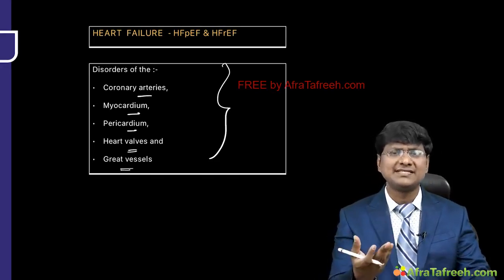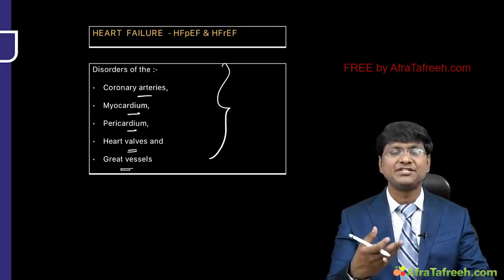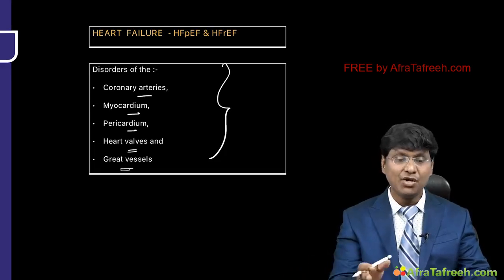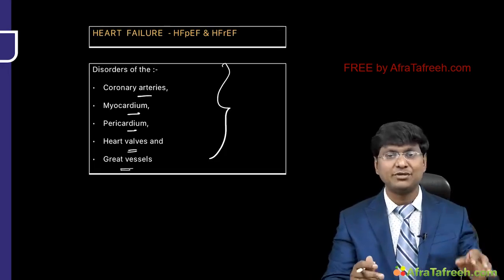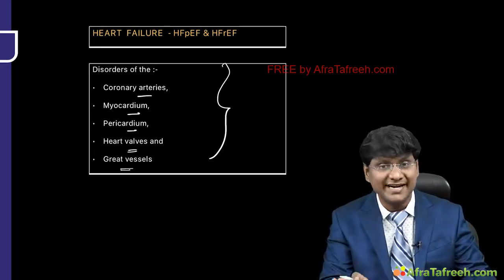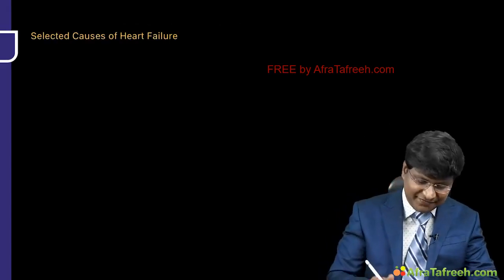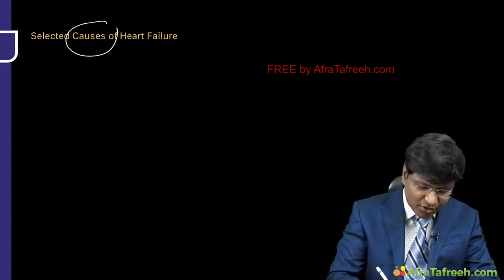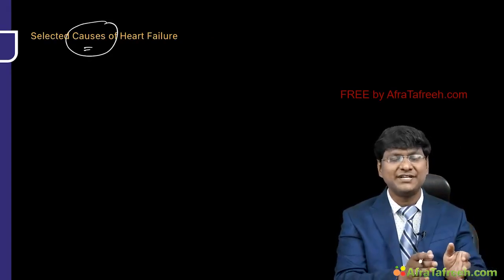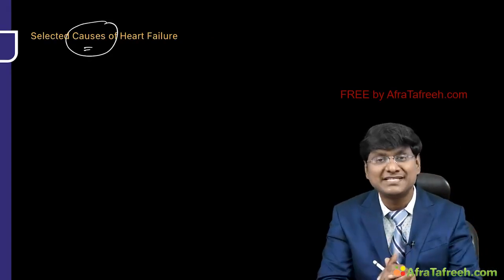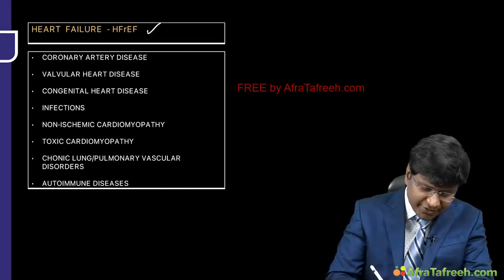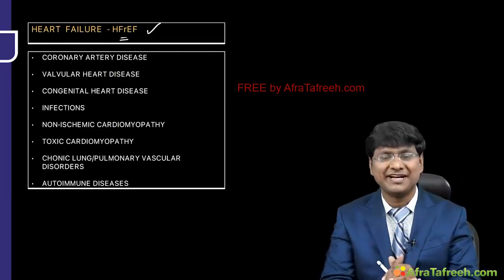Like, let us assume systemic hypertension, where the pressure within the aorta is higher, the individual will land up in left heart failure, or with pulmonary hypertension, the individual will land up in right heart failure. So, great vessel pathologies. Now let us classify the exact etiologies of heart failure, that is, what are the etiologies causing reduced ejection fraction and what are the etiologies causing preserved ejection fraction. So first, you take the etiologies causing reduced ejection fraction.